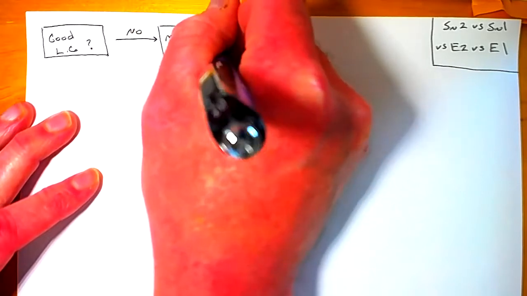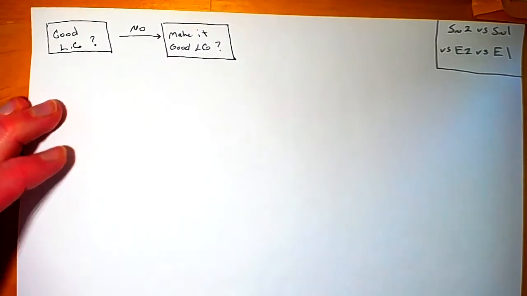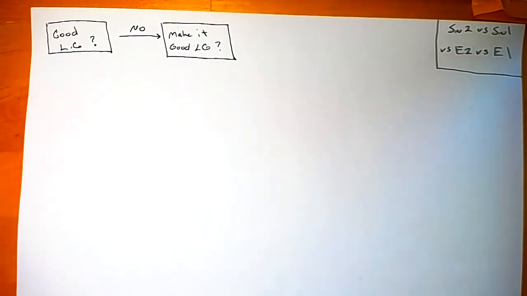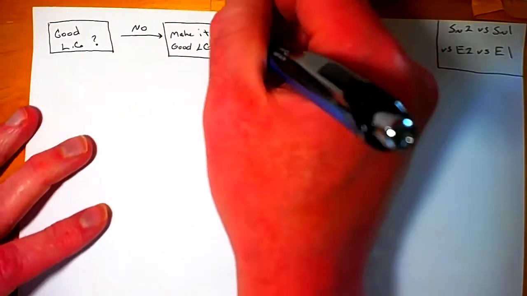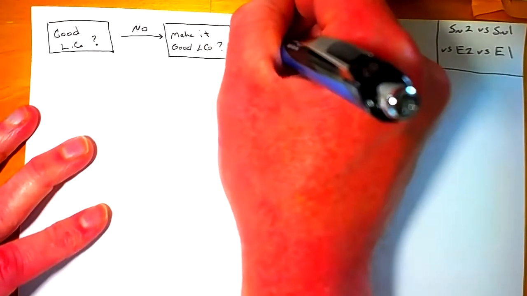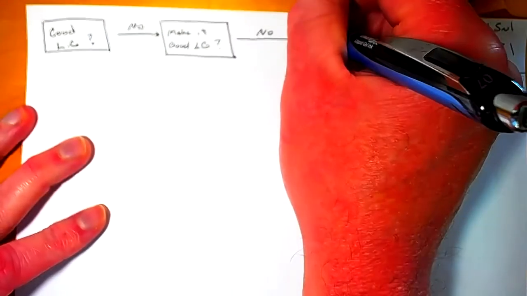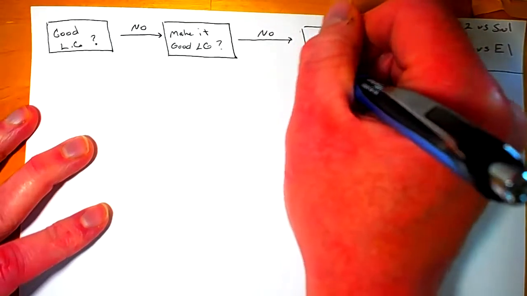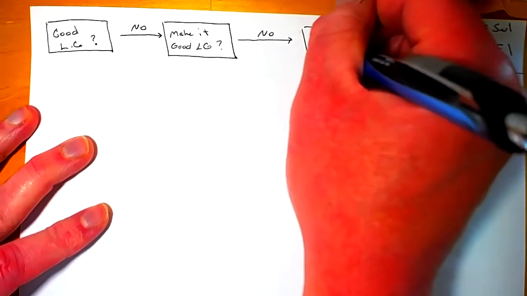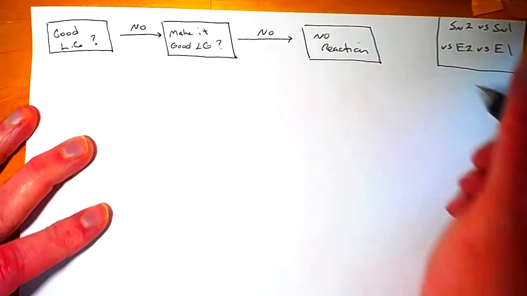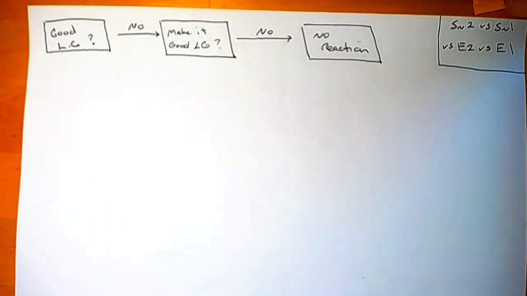We're going to see this also in the future, because sometimes there are things that you can put onto bad leaving groups and turn them into good leaving groups. Well, if you come away from that and go, no, there really isn't anything that I can do to make it a good leaving group, then more than likely you're looking at a no reaction situation, at least as far as those four are concerned. And that is a possibility in here, that you may sometimes get no reaction.